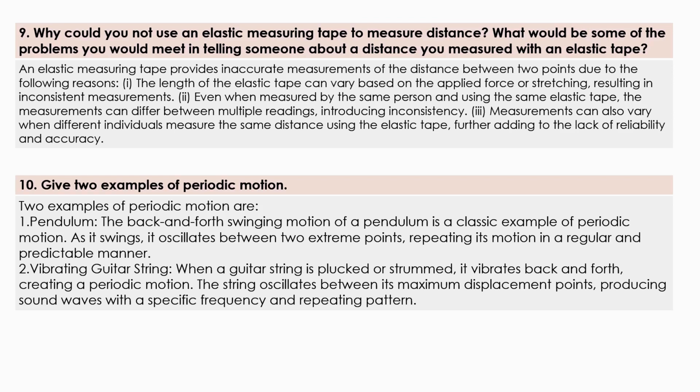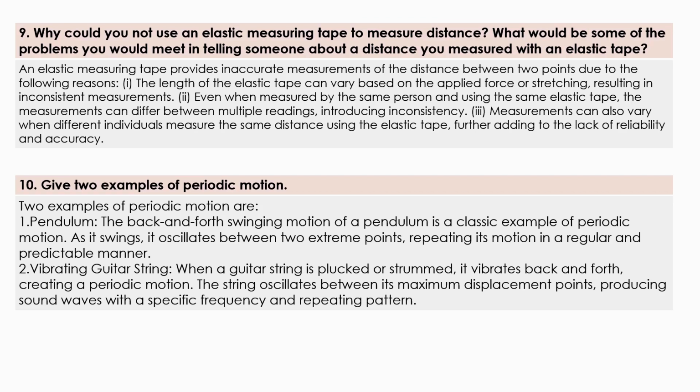Question number 10. Give two examples of periodic motion. Two examples of periodic motion are: first one is pendulum. The back and forth swinging motion of a pendulum is a classic example of periodic motion. As it swings, it oscillates between two extreme points, repeating its motion in a regular and predictable manner.